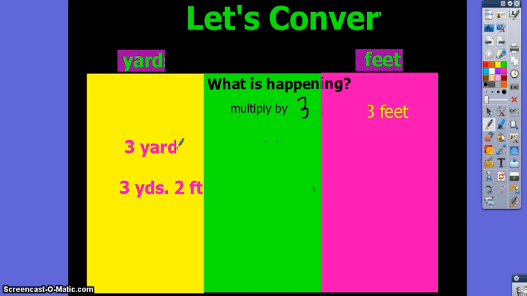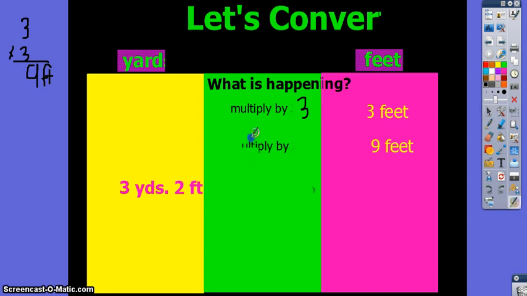Okay, well, if we have 3 yards, we want to figure out how many feet that is. We're going to multiply because we're moving from a large measurement to a small measurement. So on your paper, you should multiply 3 yards times 3. You get 9 feet. When you're going from something large to something small, the smaller unit has to get bigger, so you have to multiply. We move that over, we get 9 feet. And let's look and see what we did. We multiplied again by 3.